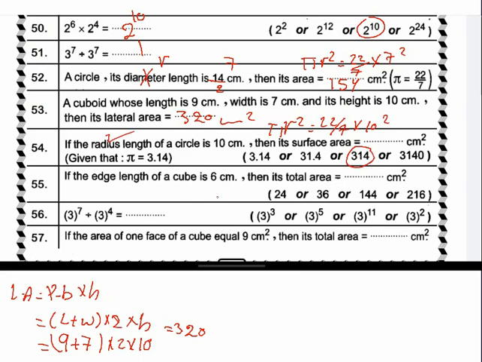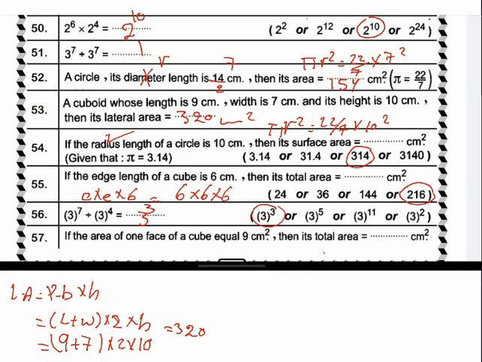If the edge length of cube 6, total area equals e times 6 equals 6 times 6 times 6, it will be 216. 3 to the power 7 divided by 3 to the power 4, take one base, the same base 3, and subtract 7 minus 4, it will be 3 to the power 3.